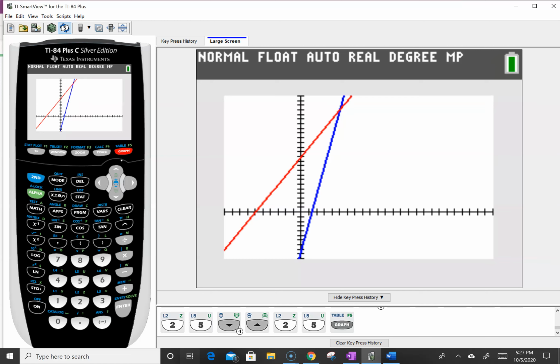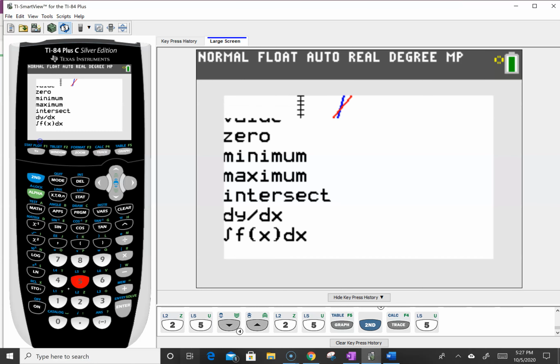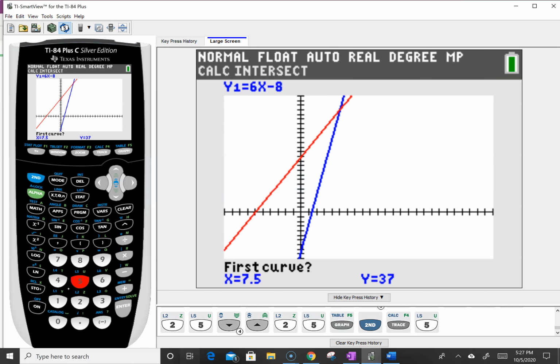Now, the answer is at this intersection point up here. So I need to calculate what that intersection point is. So to do that, to calculate, do you see above the trace button up at the top? Okay. It says calculate. So I'm going to hit second and then the trace button. But by hitting second, I'm actually getting the blue stuff above. And the intersection is option 5. Okay, and now I need to get my cursor.